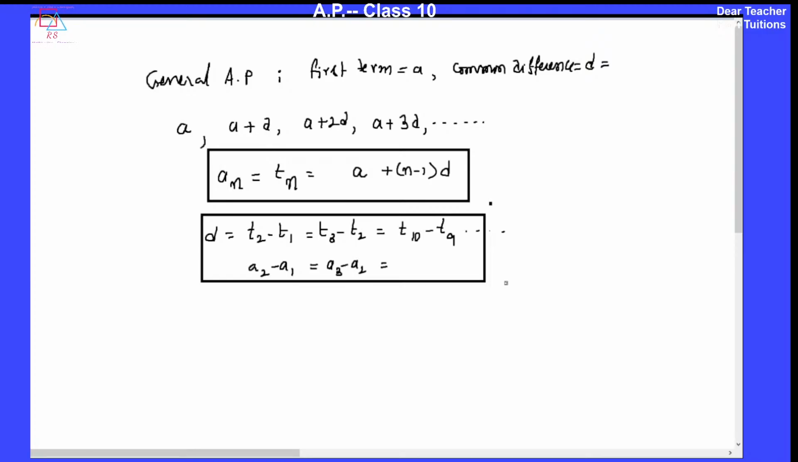Whether it is an AP or not depends only on D. Sometimes they will ask, is the following progression an AP? How do you identify whether the progression is AP or not? You have to find D. Find the difference of consecutive terms, T2 minus T1, T3 minus T2. If the difference is the same, then we identify the progression as an arithmetic progression. Let us go into the exercise.